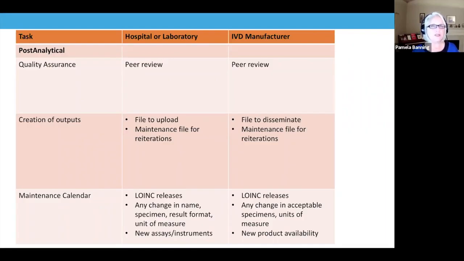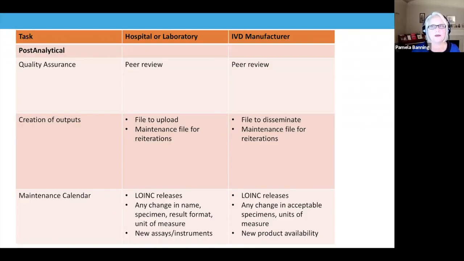We had already mentioned in our three-finger basics that the third finger was the creation of outputs. So there's going to be a file for the IT department to receive from an LIS so that the LIS can be updated. Otherwise, for an IVD manufacturer, there's going to be a file to be disseminated publicly so that Chris has lighter work and he can get all of his LOINC mappings in. Remember that LOINC comes out twice a year. So there can be impacts on your mappings from LOINC itself.